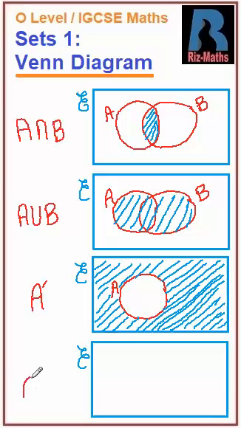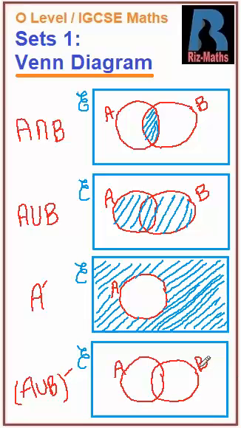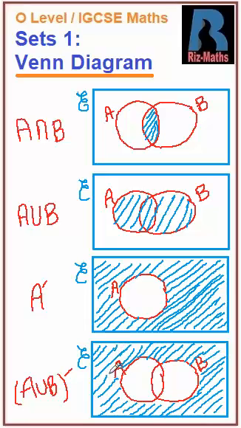And if it is A union B complement, so that means other than the common part of A union B, this one, we shade everything which is outside. So it will be everything outside the two circles A and B. So it is this. Other than the two circles, everything outside is A union B whole complement.